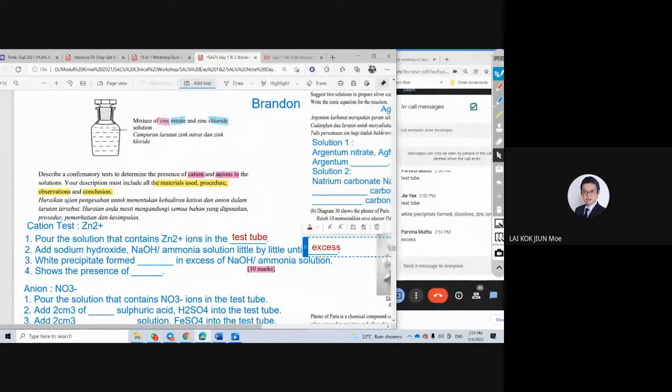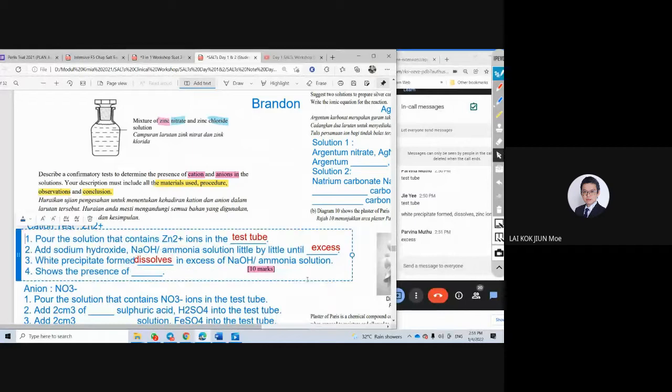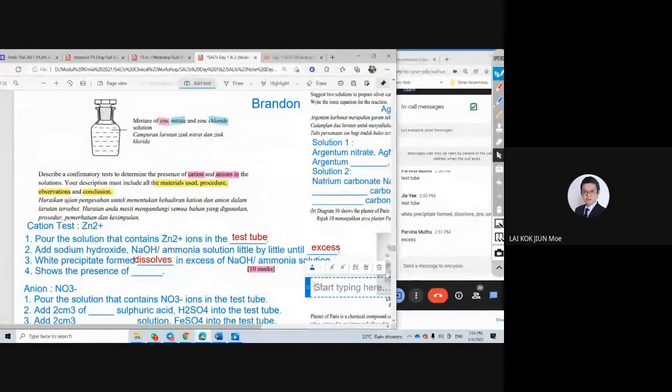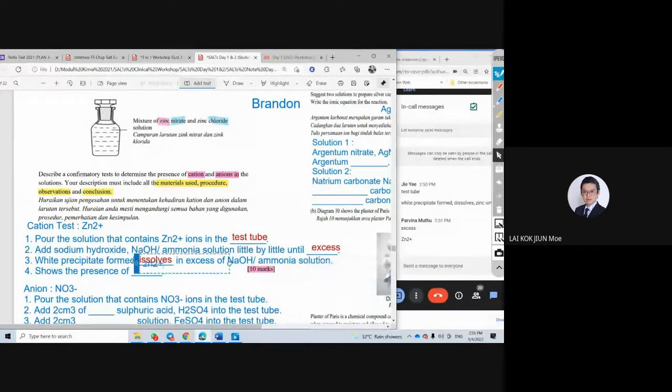Okay, then continue. White precipitate will form. It will dissolve. Okay, it will dissolve. And then show the presence of what? So when the white precipitate forms, that means the white precipitate can dissolve and so that is Zn 2 plus. Very good, right? Pravina, very good. That's how you say good student. Zn 2 plus is a good student.